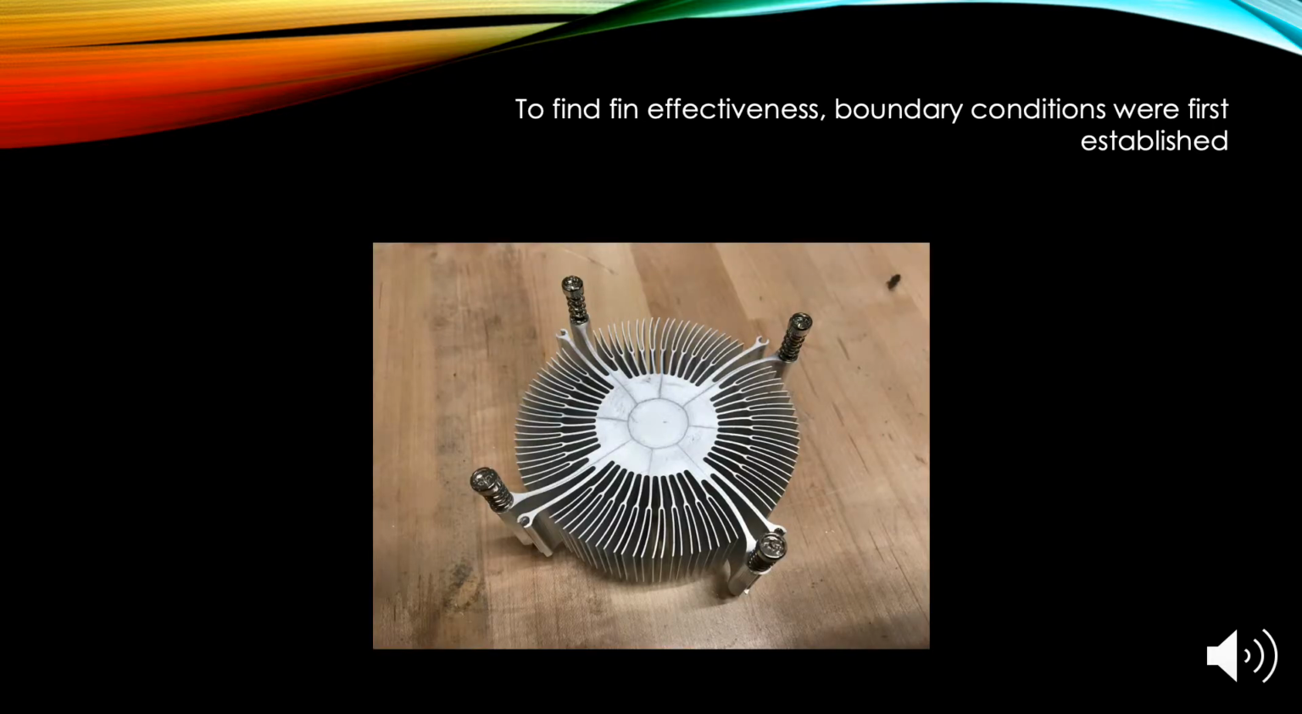This is the particular heatsink that I wanted to analyze. I received this heatsink from one of my friends earlier in the semester, and my first steps in analyzing this was to establish boundary conditions. In order to obtain the convection coefficient, I used a lump capacitance method. I calculated a value of 18.38 watts per meter squared Kelvin for the heatsink.